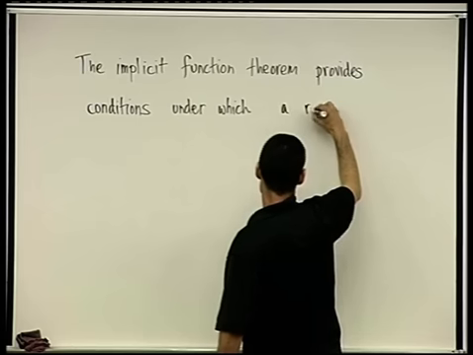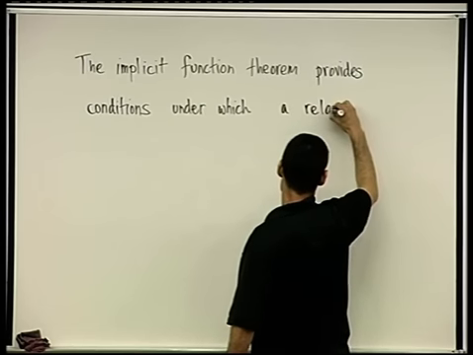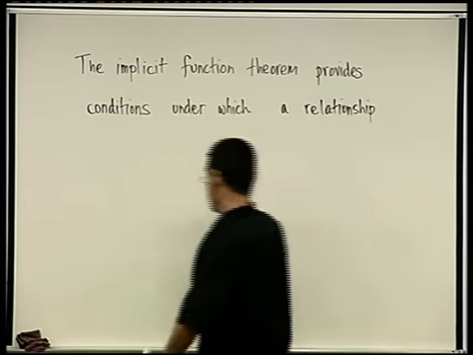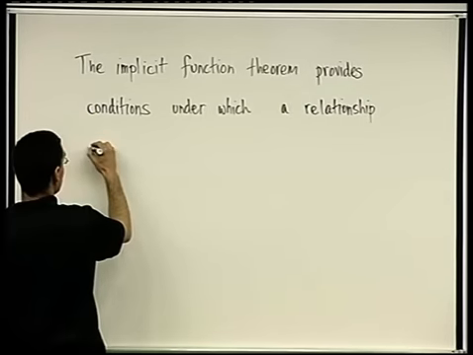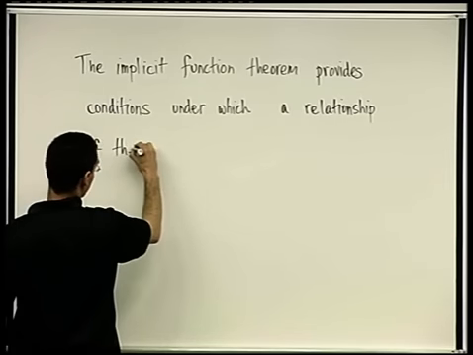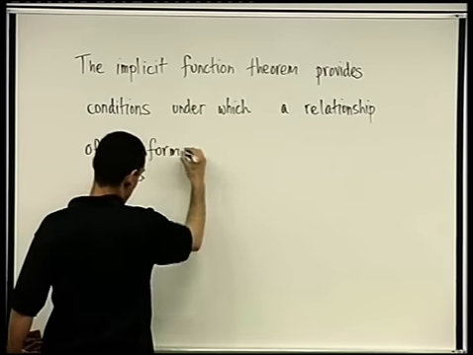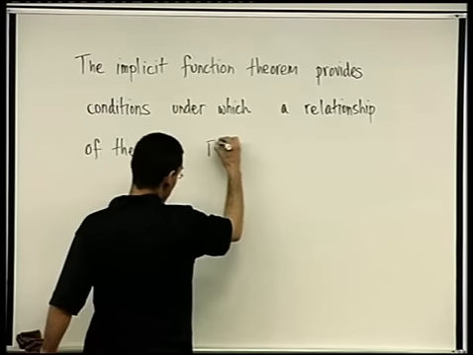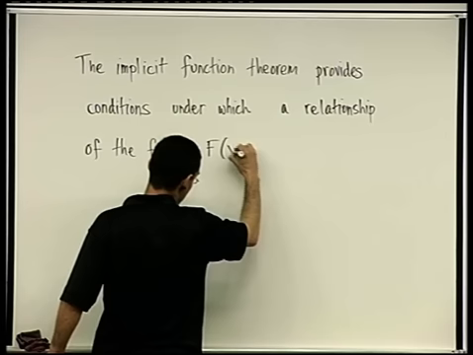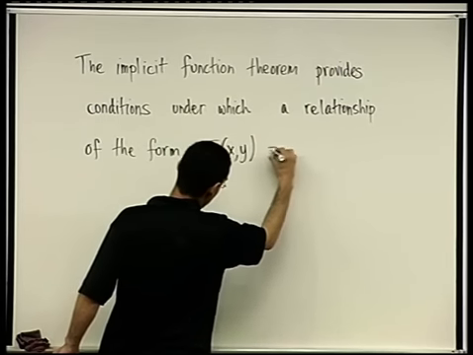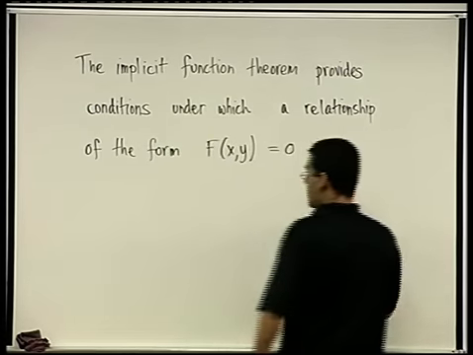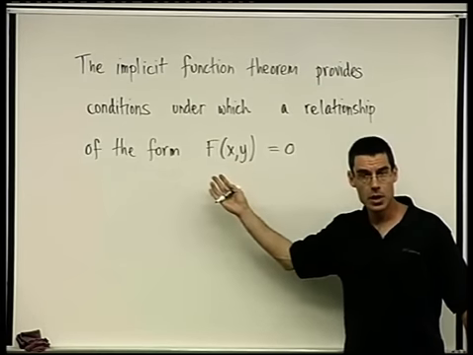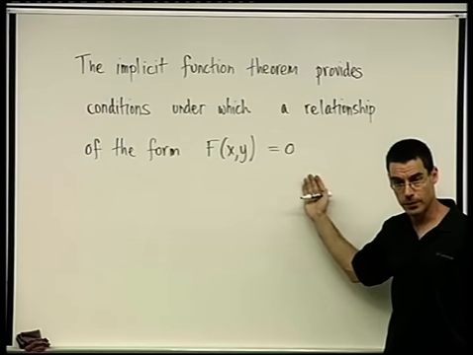a relationship of the variables of the form some expression with x's and y's, some equality, and the general way of writing it is capital F of x, y equals 0. So this is some expression including x's and y's which equals 0.